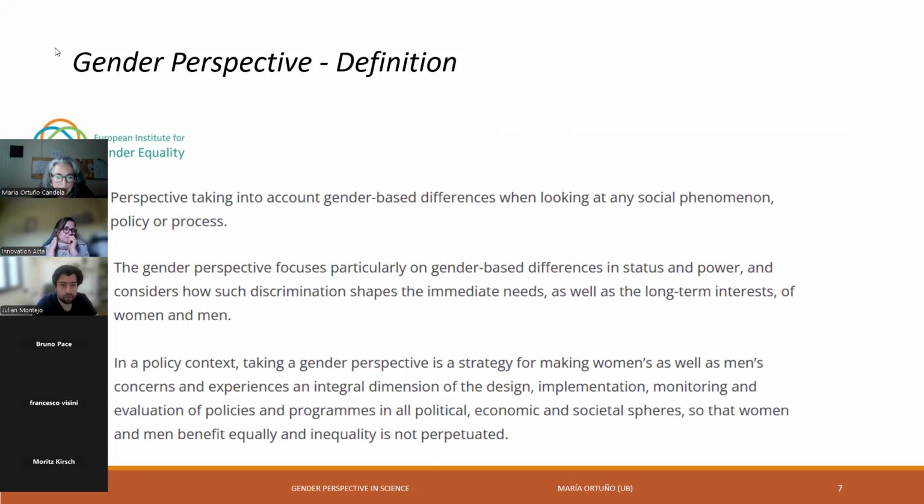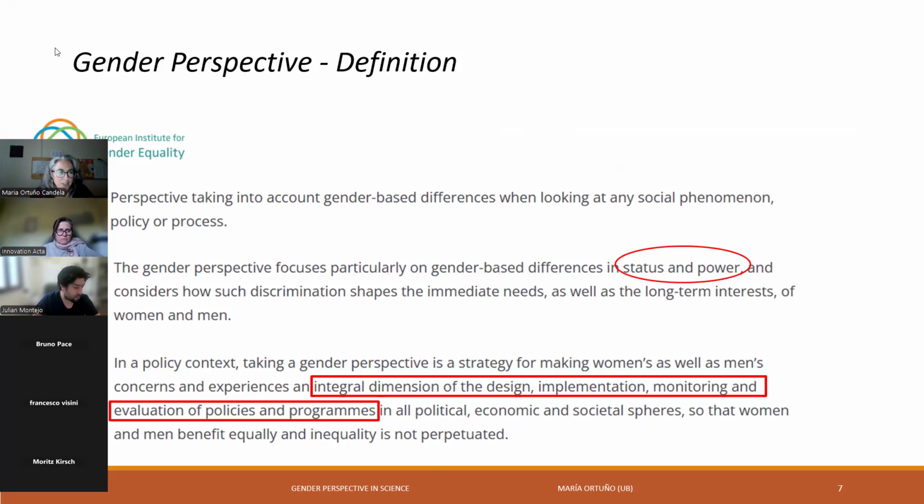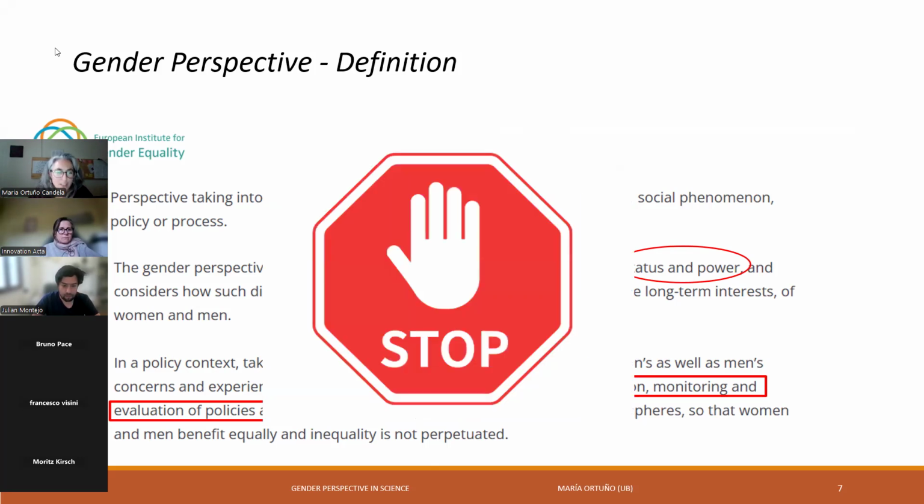And also, in the third paragraph, they say taking a gender perspective is a strategy for making women's as well as men's concerns and experiences an integral dimension of the design, implementation, monitoring, and evaluation. All this is important in the description. But I wanted to go through this to show you that, for instance, this is not integrating a gender perspective in a talk.